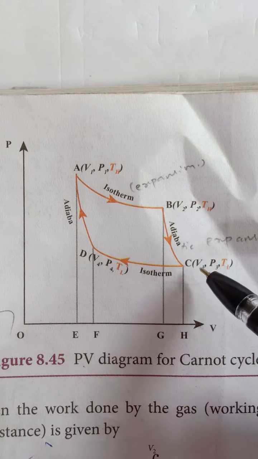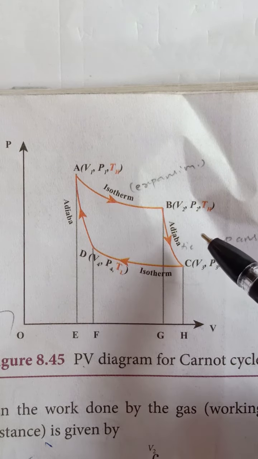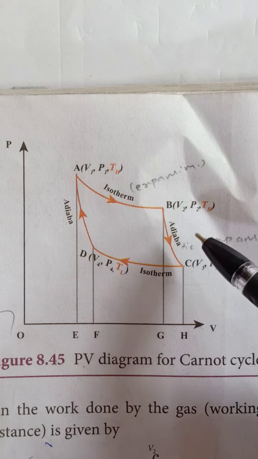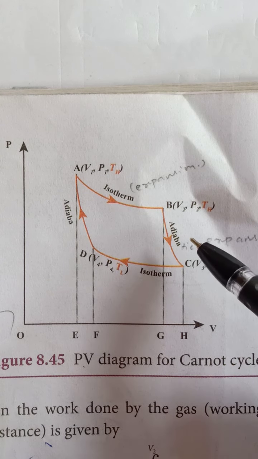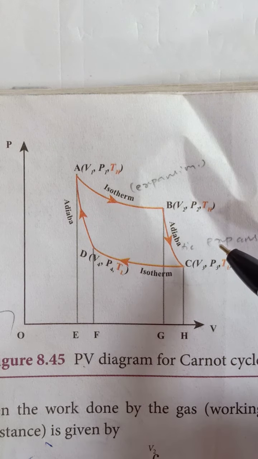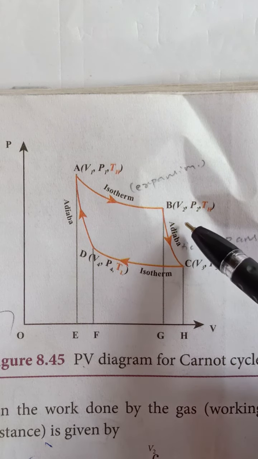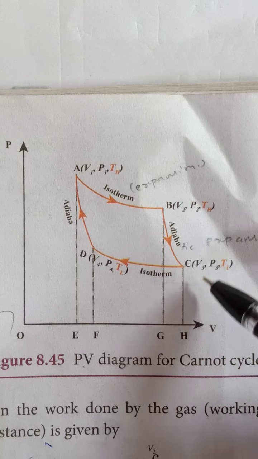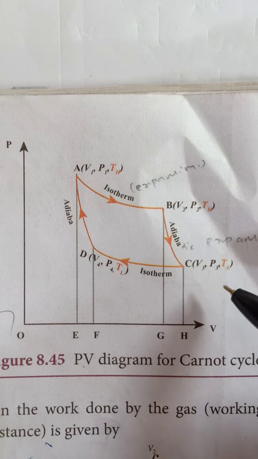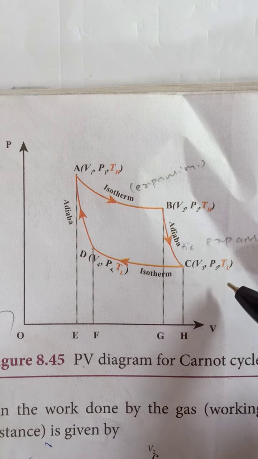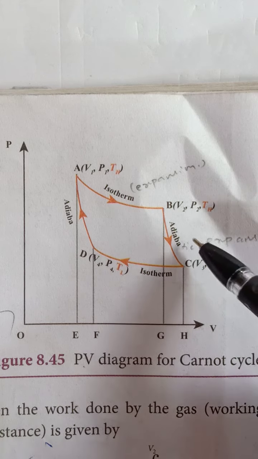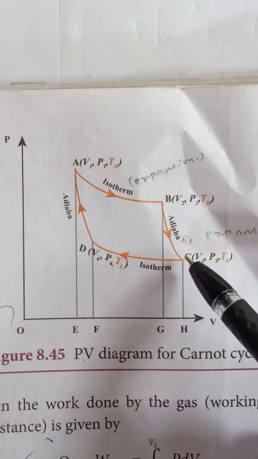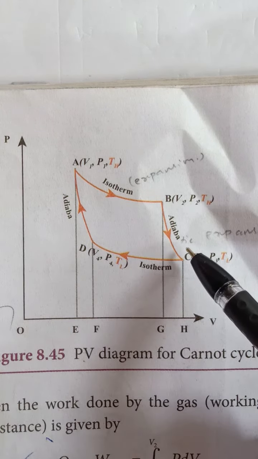Next, B to C. Now we have to place that gas on the insulating stand. Heat is not transferable, so temperature is variable, and volume and pressure are also variable. Volume changes from V2 to V3, pressure from P2 to P3, temperature from TH to TL. So B to C is called adiabatic process.